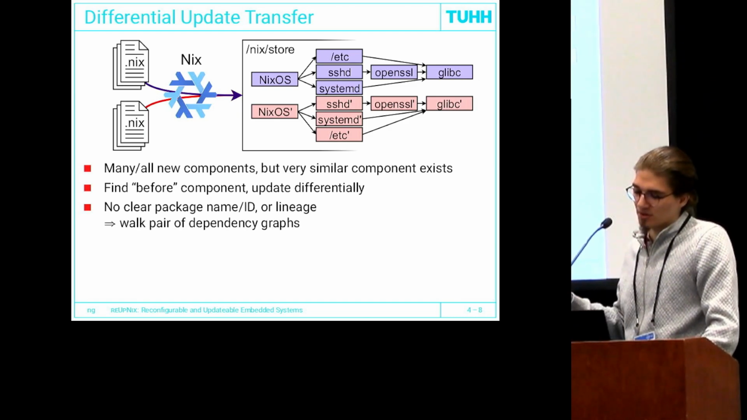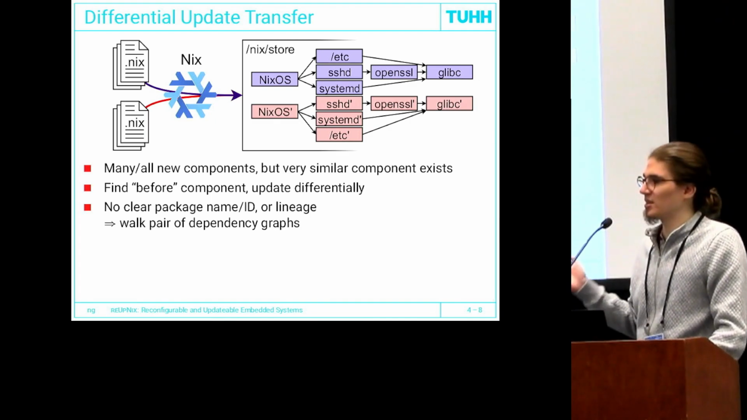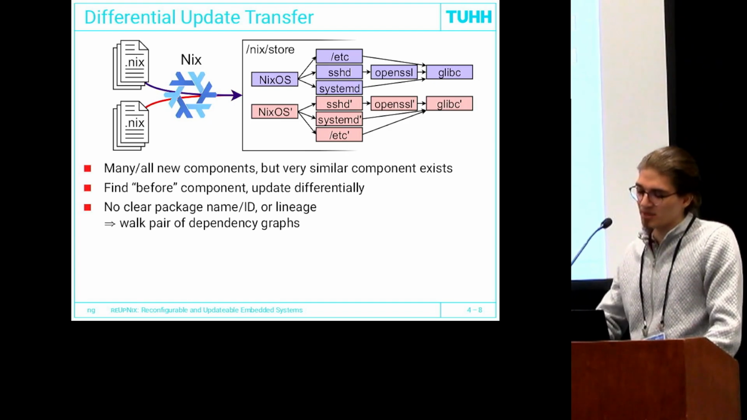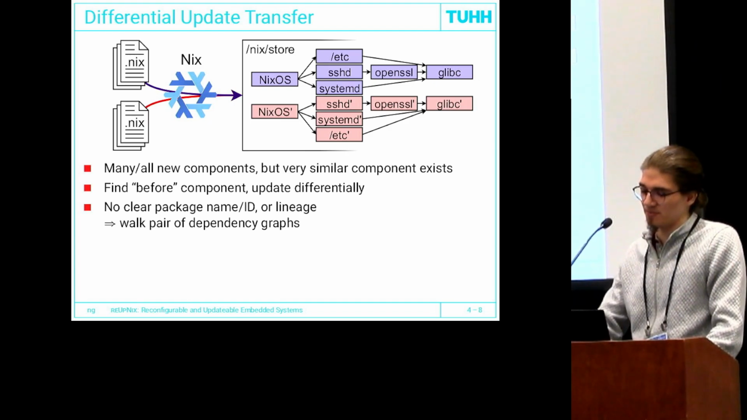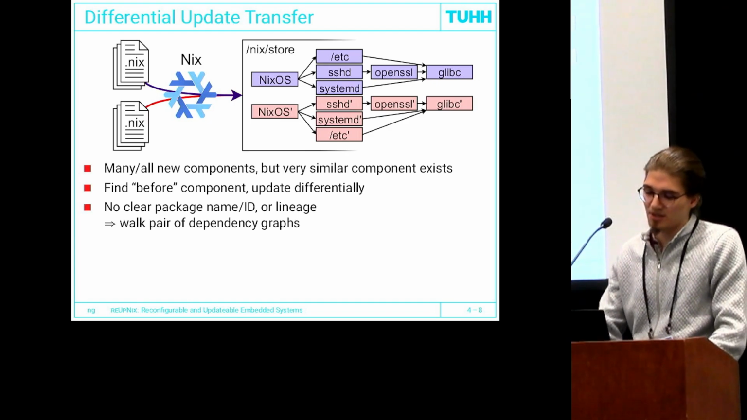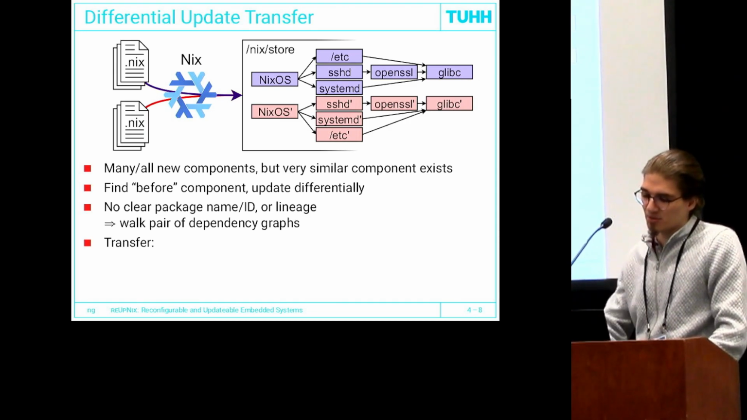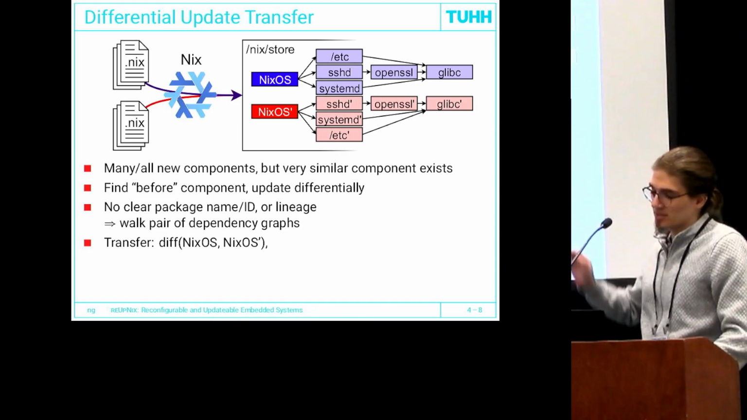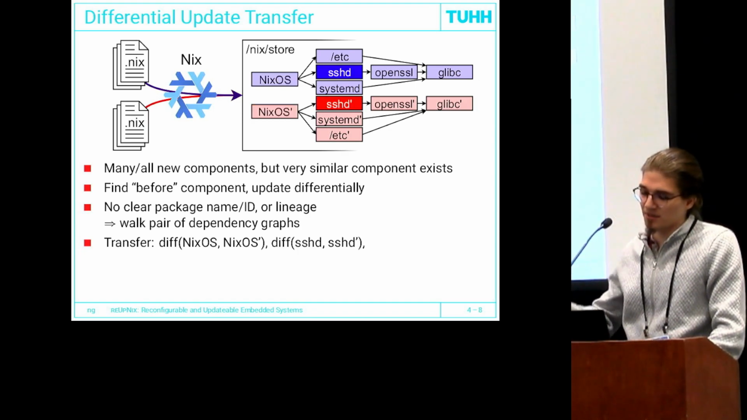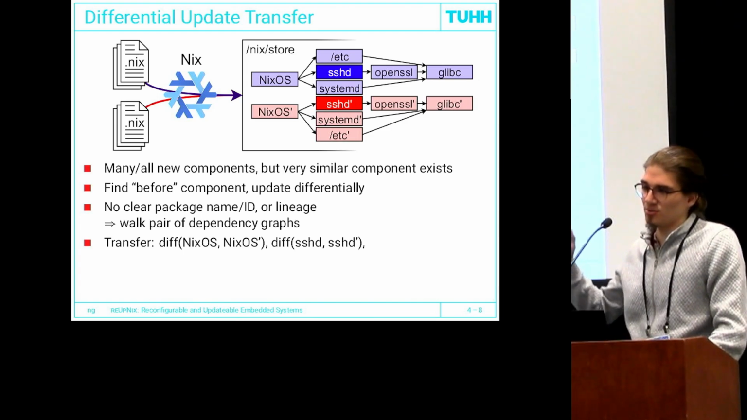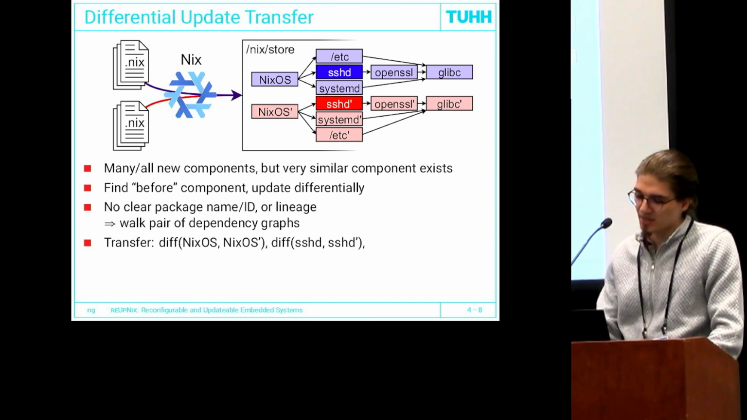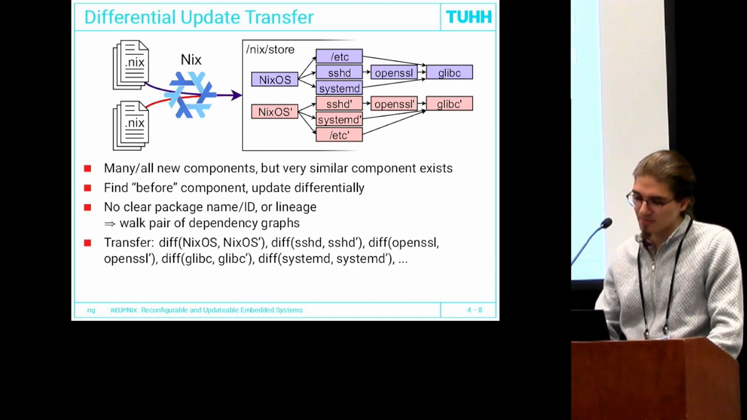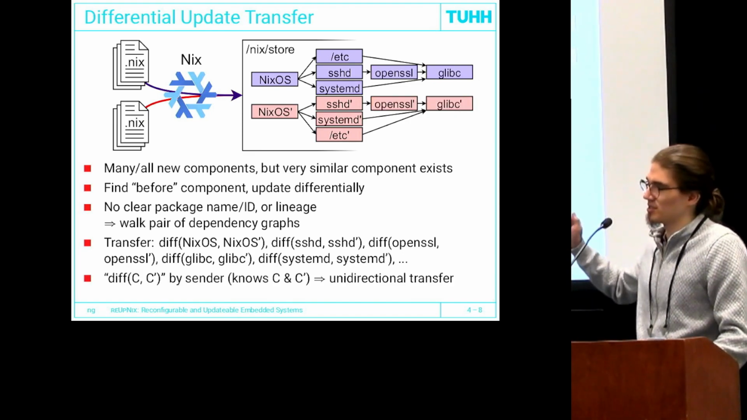We therefore walk the pair of dependency graphs before and after the update and do a simpler similarity search on the local set of dependencies, which is much smaller. In our example above, we start with the root of these two NixOS systems and then just take the first dependency and do the local matching. In this fashion, we just recurse through the entire graph and transfer each of the packages differentially to the target.